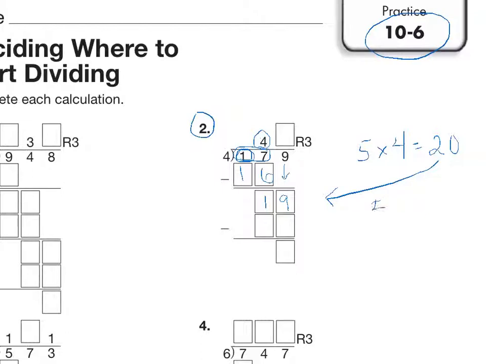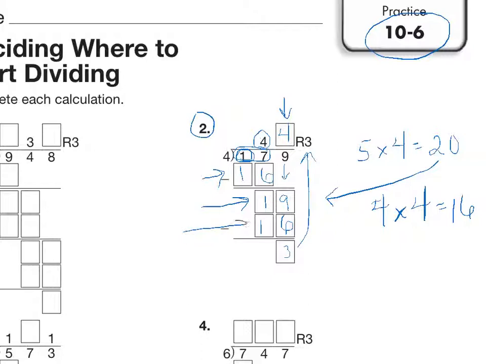So let's try 4 times 4. That equals 16. So 16 is the closest I can get with multiples of 4 to 19 without going over. So we're going to put a 4. 4 times 4, 16. 19 minus 16 is going to be 3. And notice up here at the top, they already wrote that for us. So we have filled in all of our boxes with the 4, a 16, a 19, 16, and a 3. That's problem number 2.